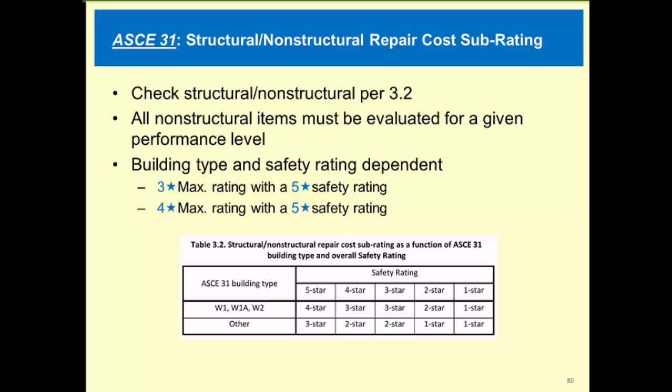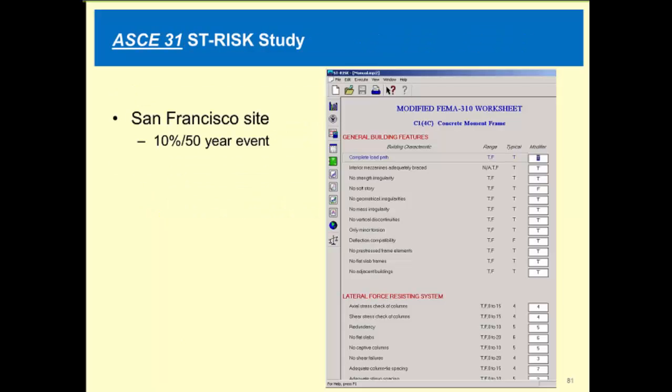What was interesting from some of our findings was that for a 5-star safety rating, you could get a max of 3 stars for non-wood type buildings, and for wood type buildings, even though you have a 5-star safety rating, we were finding that the max you get would be like a 4-star repair cost sub-rating.